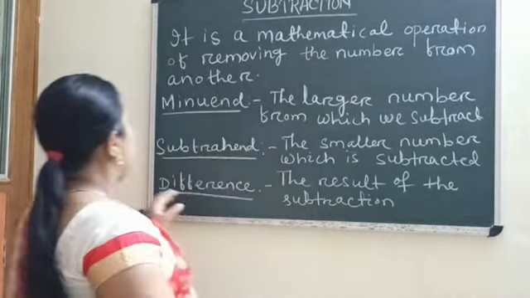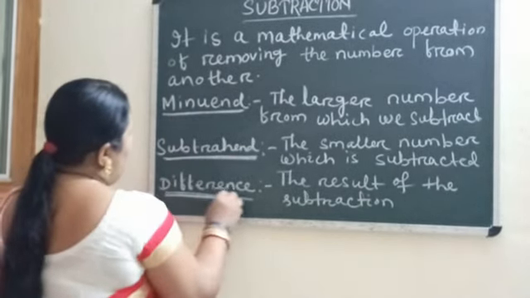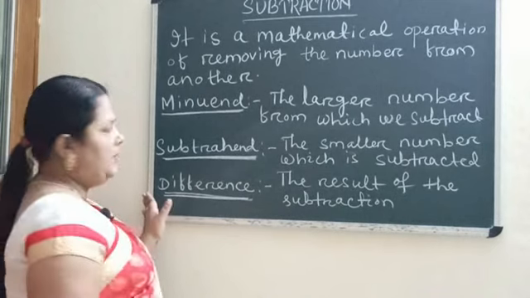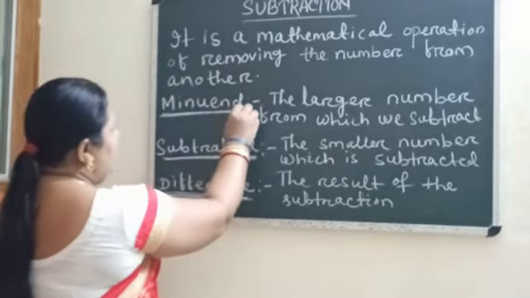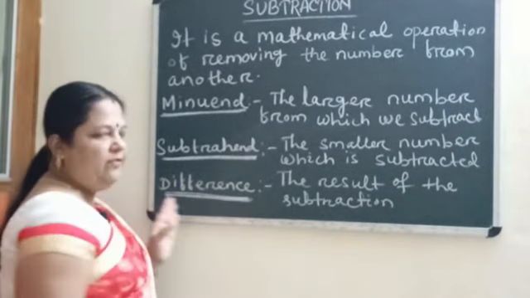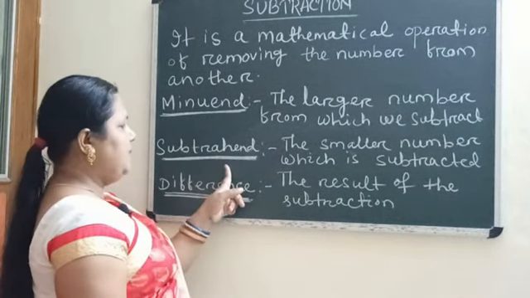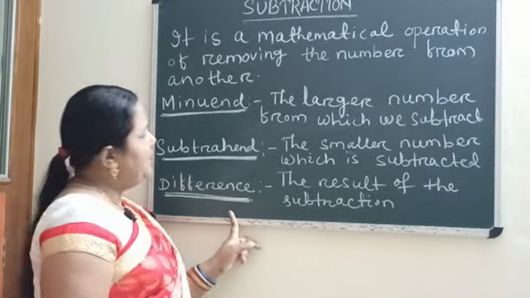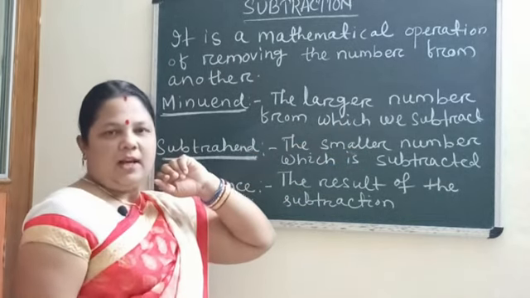Okay. So in subtraction there are certain terms we use, especially three terms. One is minuend, one is subtrahend, and one is difference. So what is the minuend, what is the subtrahend, and what is the difference? The minuend is the larger number from which we subtract.